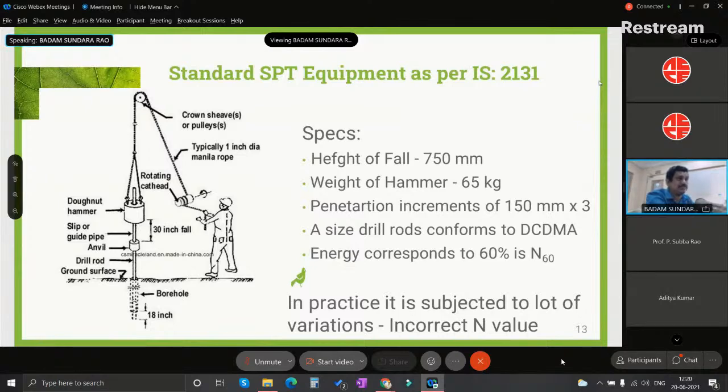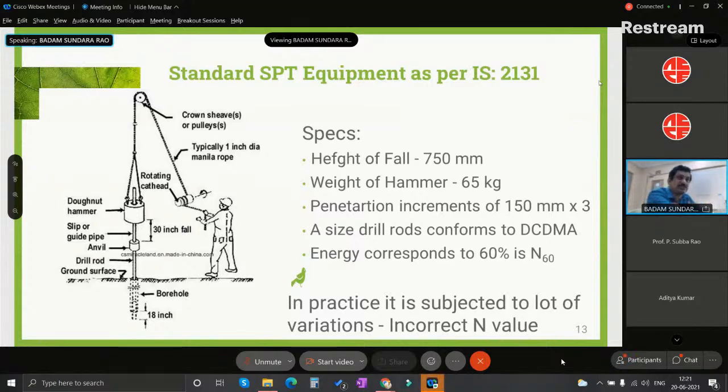Otherwise, the N values you get are highly misleading and incorrect, and they will lead to a wrong design of the foundation system, and a wrong structural response once the soil-structure response is considered. As per the standard equipment, a height of fall of 750 mm and a weight of 65 kg corresponds to an energy of 60%. That we generally represent as the N60 value.